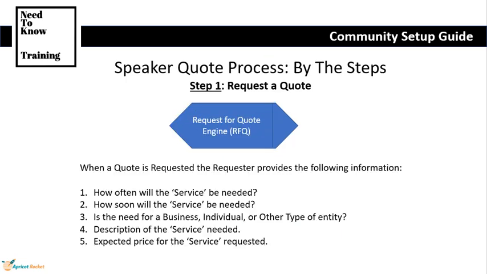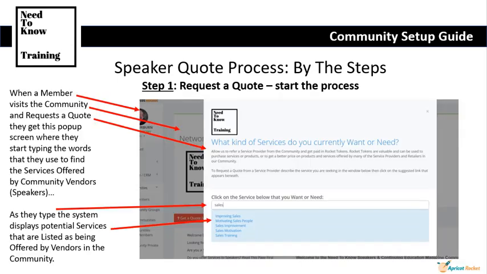Okay, so when somebody wants a quote request, they're going to answer 5 questions. How soon or how often will they need the service? Is the service for business, individual, or some other type of entity? They're going to describe the service that they need, and then they're going to tell the system what kind of price they expect to pay for the service. So to do that, they click on the Request a Quote button, and they then start the process here.